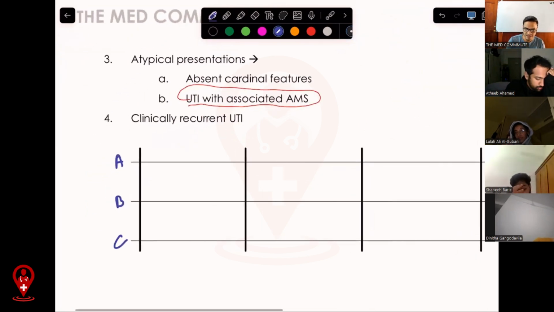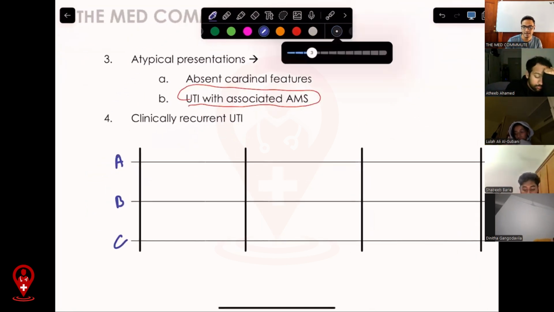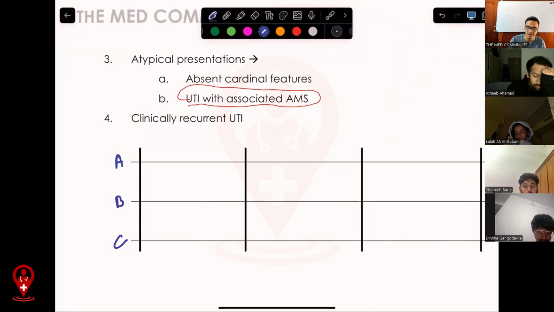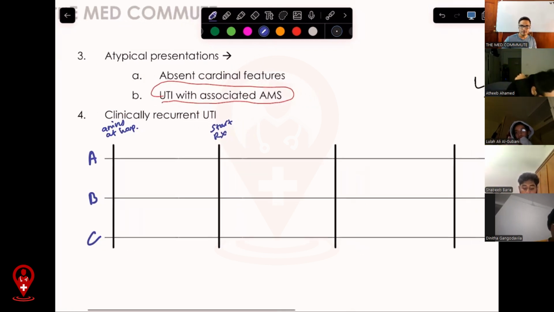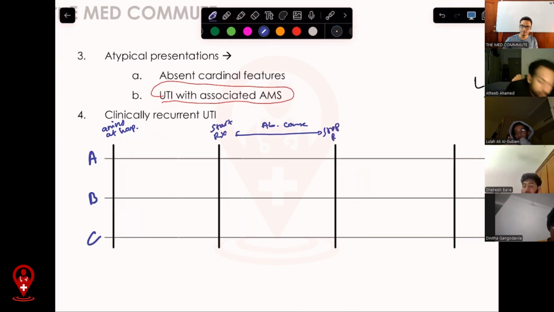Look at this, guys. The first line: the patient arrives at the hospital, seeking care, seeking treatment. The second line is where you start what we call empirical therapy. I will explain what empirical therapy is. You start treatment, and there is an antibiotic course going. Don't worry, we'll talk about the drugs and everything. Then you stop the treatment. This third line is stop the treatment.